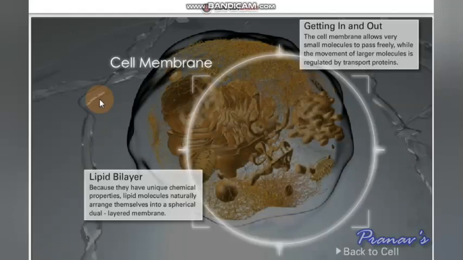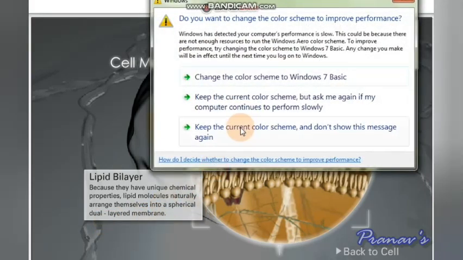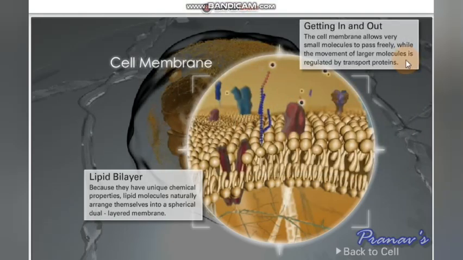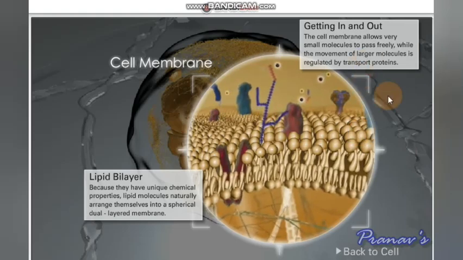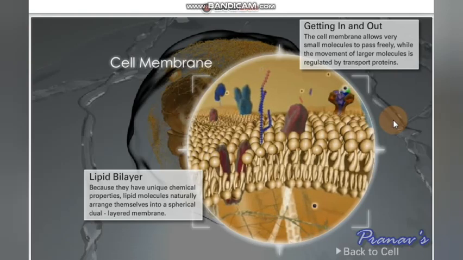The cell membrane or the plasma membrane is the outermost covering of the cell that separates the contents of the cell from its external environment. The plasma membrane allows or permits the entry and exit of some materials in and out of the cell. That's why it is also known as a selectively permeable membrane. The plasma membrane is flexible and is made up of lipid and protein.